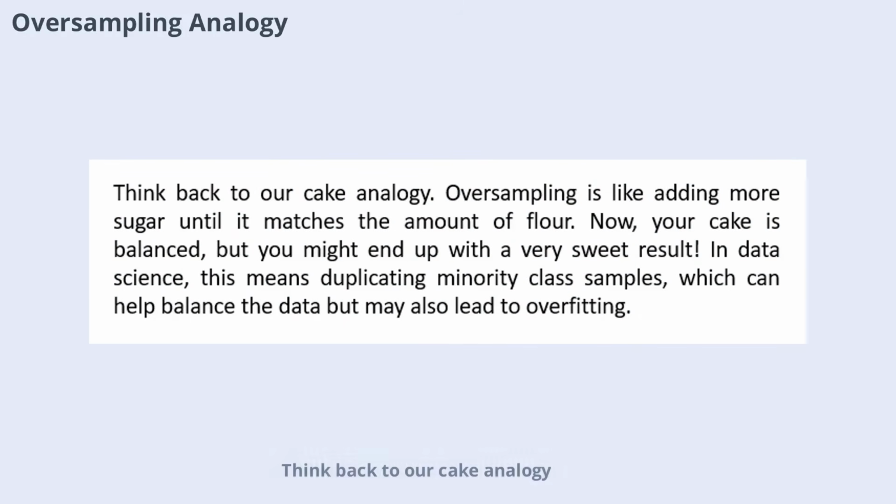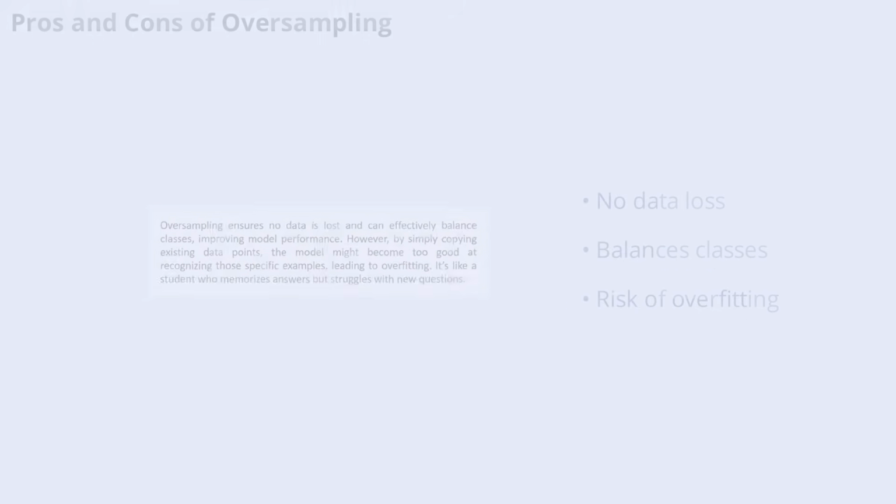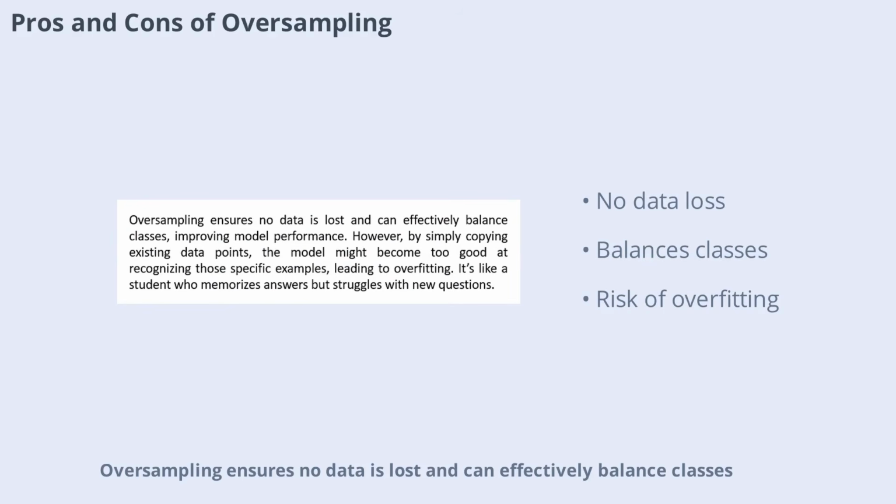Think back to our cake analogy. Oversampling is like adding more sugar until it matches the amount of flour. Now, your cake is balanced, but you might end up with a very sweet result. In data science, this means duplicating minority class samples, which can help balance the data but may also lead to overfitting. Oversampling ensures no data is lost and can effectively balance classes, improving model performance.